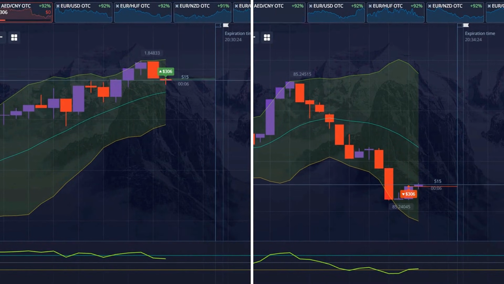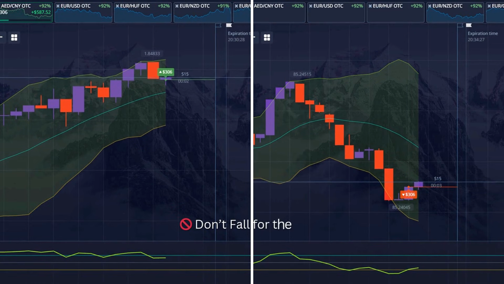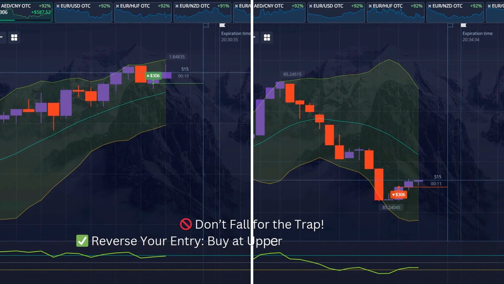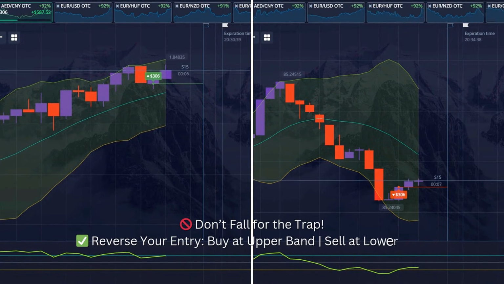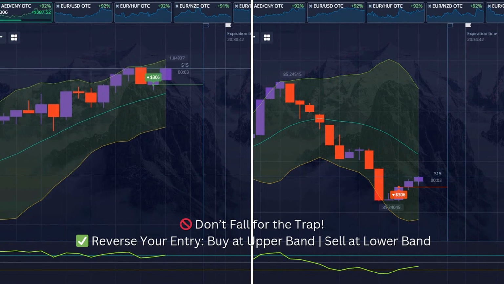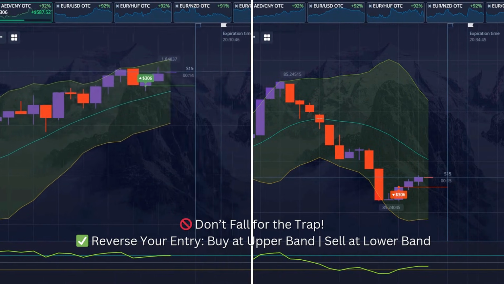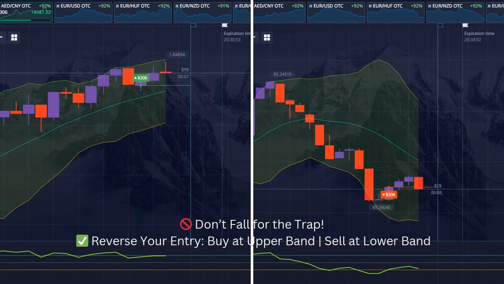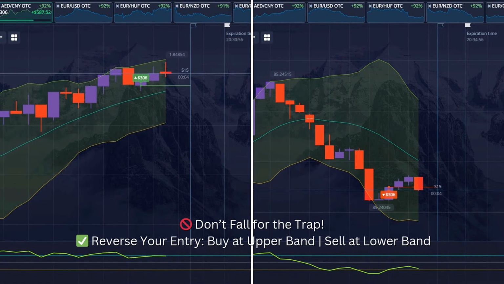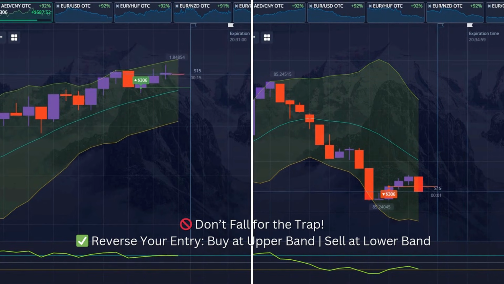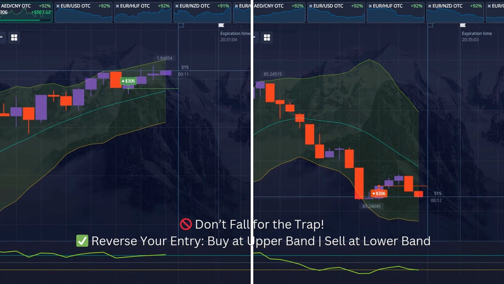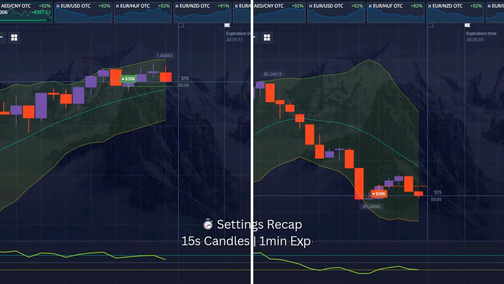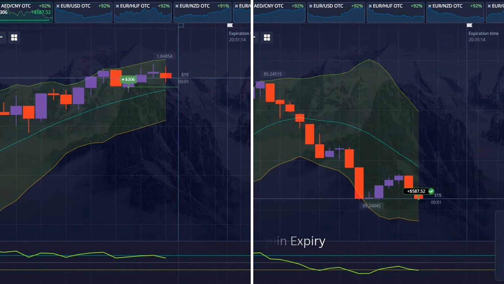So now, if a bullish candle hits the upper band, RSI is above 70, and a bearish candle forms, don't take a sell, instead, take a buy trade. And if a bearish candle hits the lower band, RSI is below 30, and a bullish candle forms, don't take a buy, instead, take a sell trade. That's how you avoid the OTC trap and think like the platform. Candle time frame, 15 seconds. And trade expiry, 1 minute.